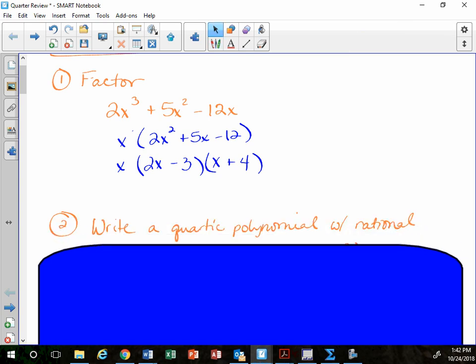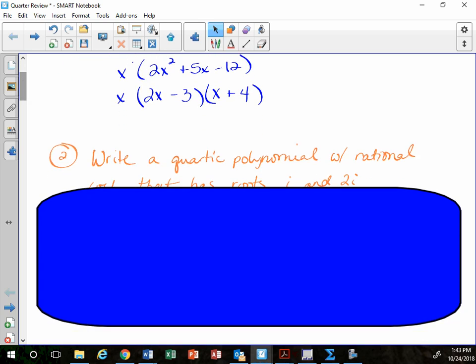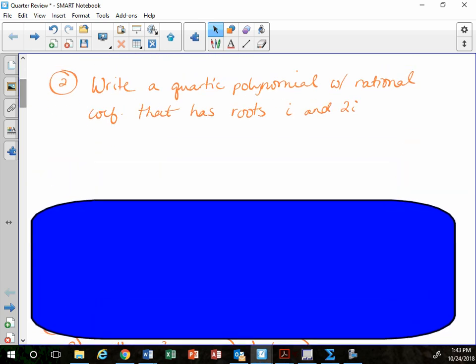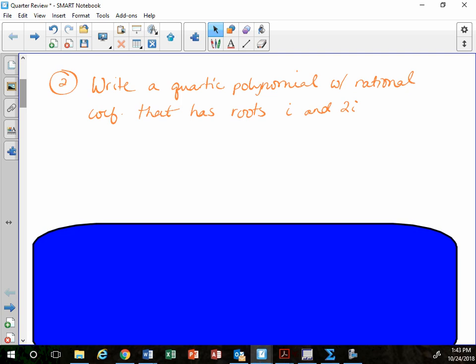Let's try again. Guys, part of this is knowing what I'm asking you to do. Write a quartic polynomial with rational coefficients that has roots i and 2i. So what does quartic mean? Fourth degree, okay. You can leave it in factored form. You just have to multiply enough that there are no imaginaries left.